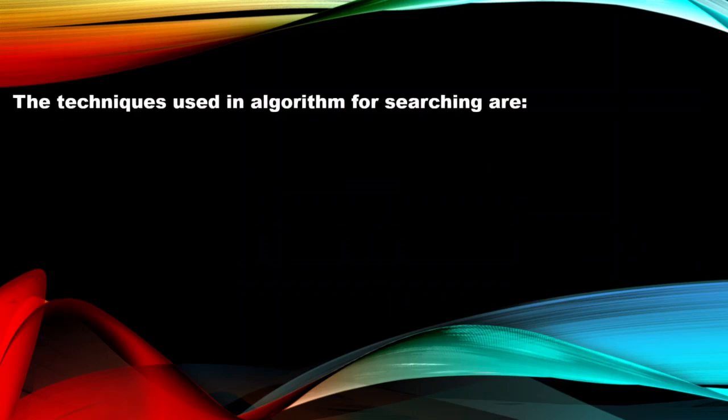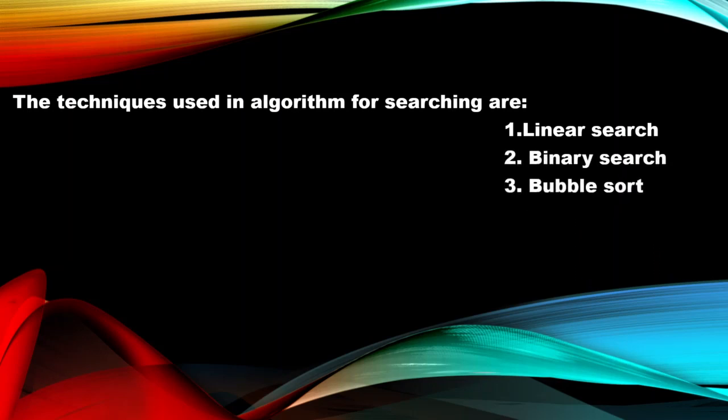The techniques used in algorithms for searching are: first one is linear search. These are the techniques used for getting the values from an algorithm. First one is linear search, second one binary search, third one bubble sort, fourth one selection sort, fifth one insertion sort. So these are the 5 techniques used in algorithms for searching the values.